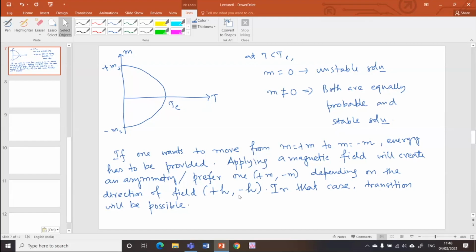Don't go by this plus H and minus H; it is basically just to say whether the field is in one direction or in the opposite direction. It is the same as plus M or minus M. As you can see in the graph, plus Ms and minus Ms are both identical. It's a mirror symmetric configuration.